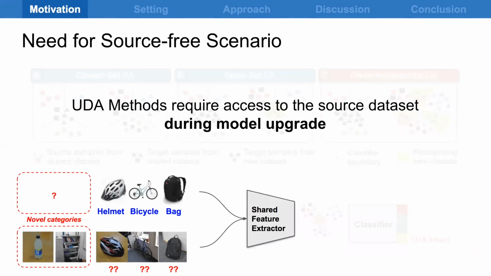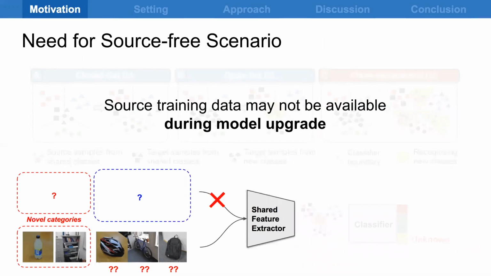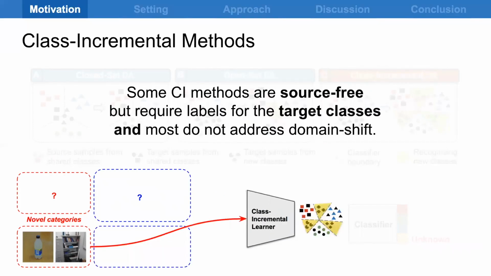Furthermore, unsupervised domain adaptation methods require the coexistence of the source and the target samples. This is again an impractical assumption in the real world, since the source dataset may not be readily available while upgrading the model for the target domain. Thus, we must study methods that can upgrade the model in the absence of the source dataset. We find in the literature that certain class-incremental methods are source-free in nature and only require samples from the novel target classes. However, these methods require labels for these samples and usually do not consider the domain shift.